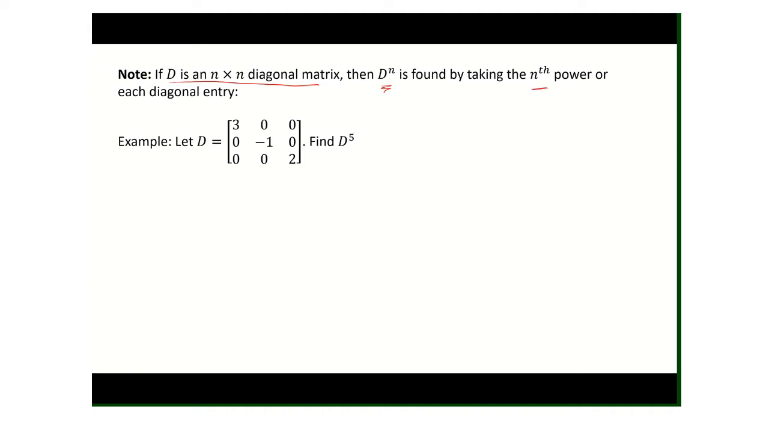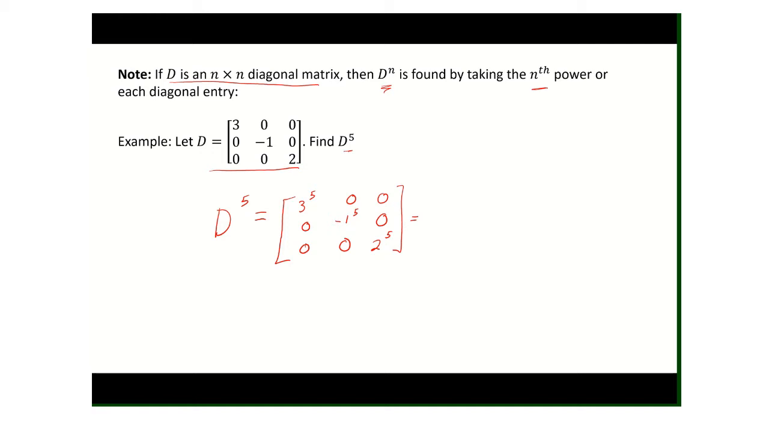So for example, if that's D, what's D to the fifth? D to the fifth is equal to 3 to the 5, 0, 0, 0, negative 1 to the fifth, 0, 0, 0, 2 to the fifth.